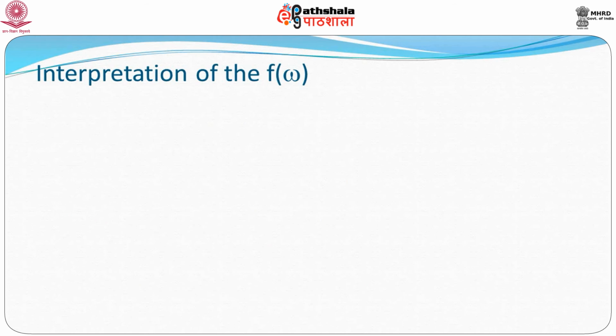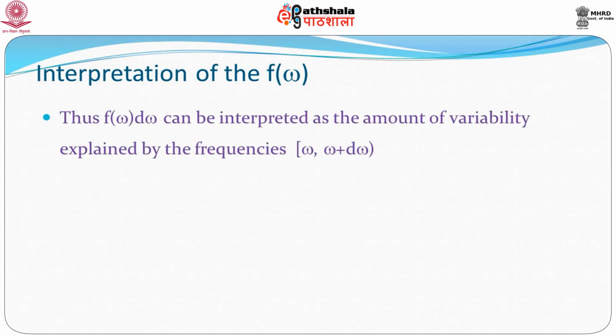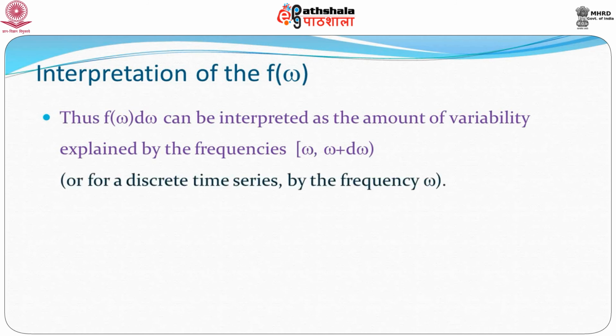What does it mean in terms of small f omega? Now, small f omega d omega, so we take a very small interval, omega to omega plus d omega, then small f omega d omega can be interpreted as the amount of variability explained by the frequencies in that interval. So, if you look at a density function, f omega would be the ordinate, and in this case the ordinate gives you the variability at omega. So, if it was a discrete time series, the frequency omega would have accounted for f omega amount of variability in the data.